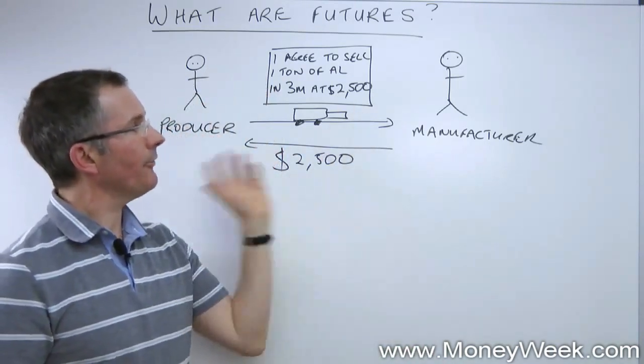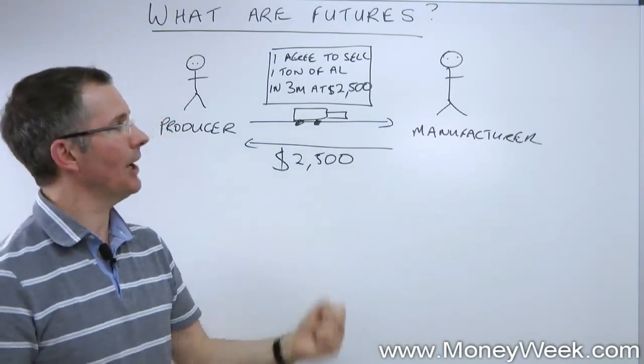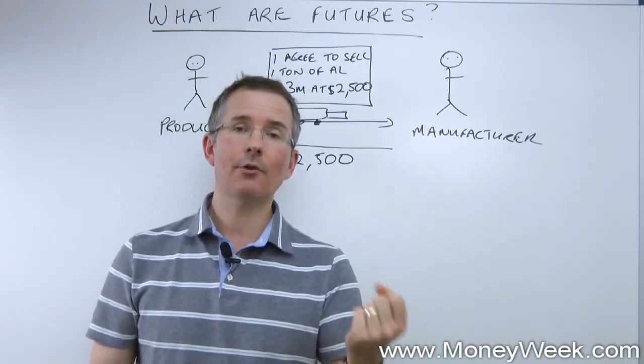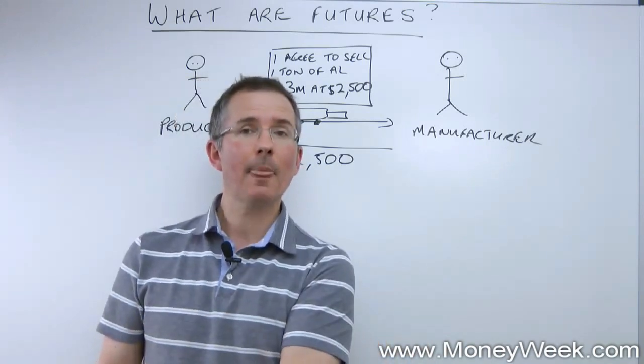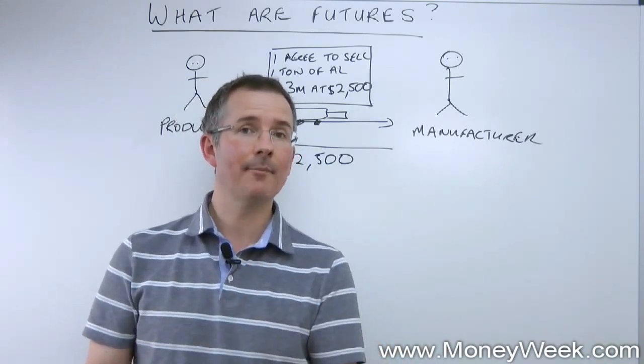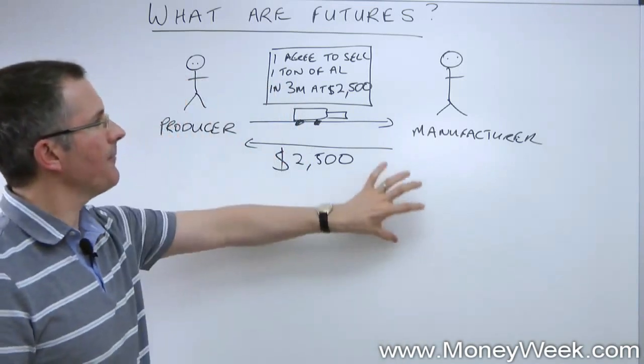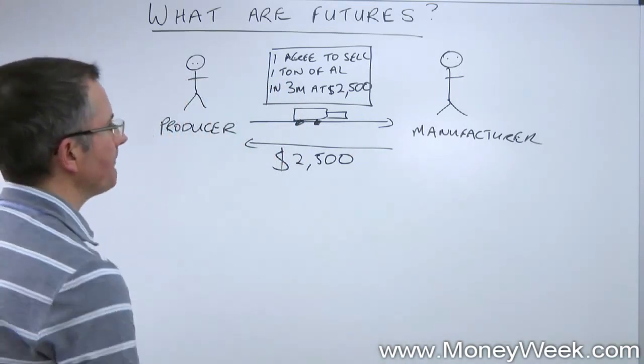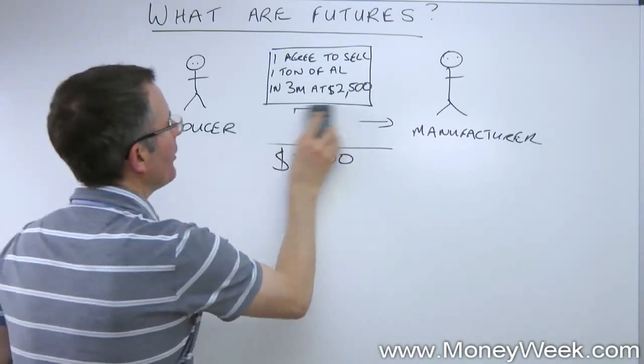Now, in this scenario, both parties are hedging their exposure to aluminium prices by locking in an agreed price 3 months ahead of when the aluminium is actually going to be ready for delivery. Okay, so let's take that a stage further. Let's take that further on and say, right, go back to the beginning.